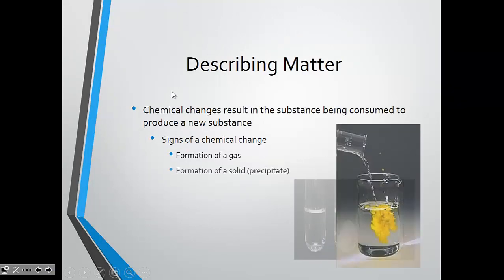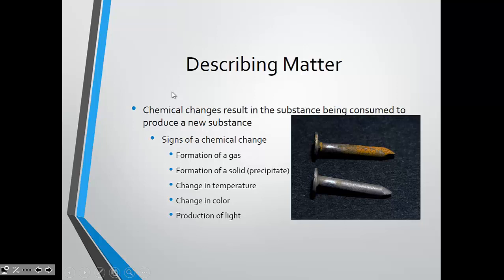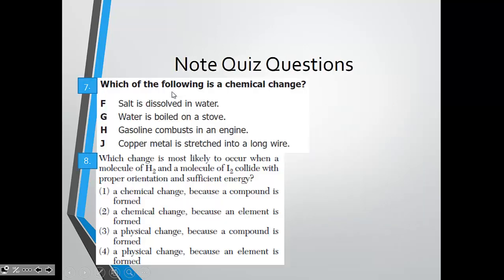If a reaction produces a precipitate from 2 solutions, you have 2 homogeneous solutions that come together to form a solid that clearly makes a heterogeneous solution, that is a sign of a chemical change. Production of light is a sign of a chemical change, and changing temperature, if something heats up or cools down of its own accord, that is a sign of a chemical change. And if something loses its luster or changes in color, that's another sign of a chemical change.